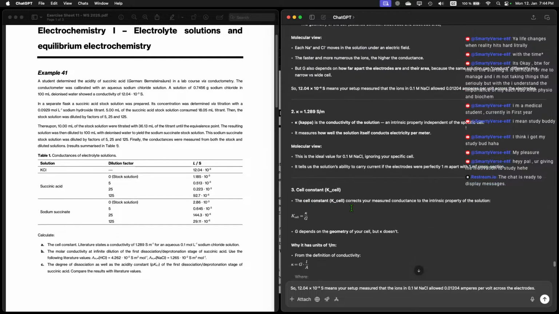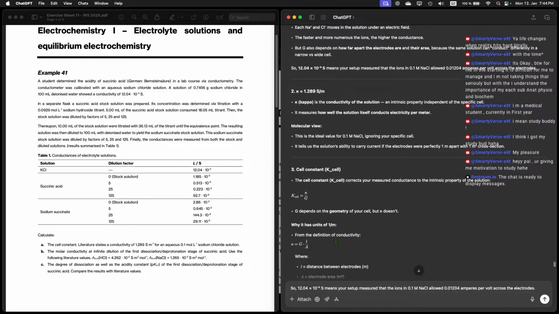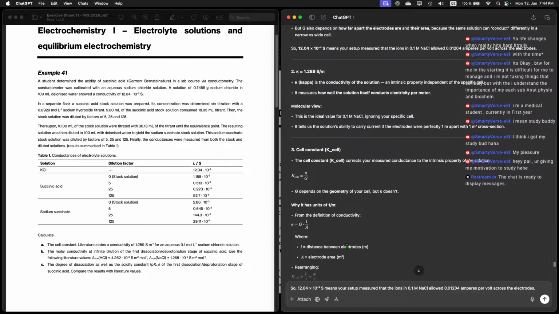Cell constant. The cell constant corrects your measured conductance to an intrinsic property of the solution. G depends on the geometry of the cell, but kappa doesn't. Its units are per meter. The definition of conductivity involves the distance between electrodes, l, the electrode area, A, and G.